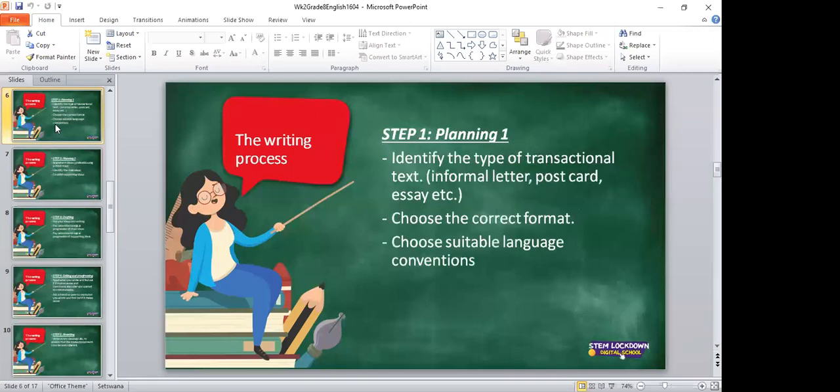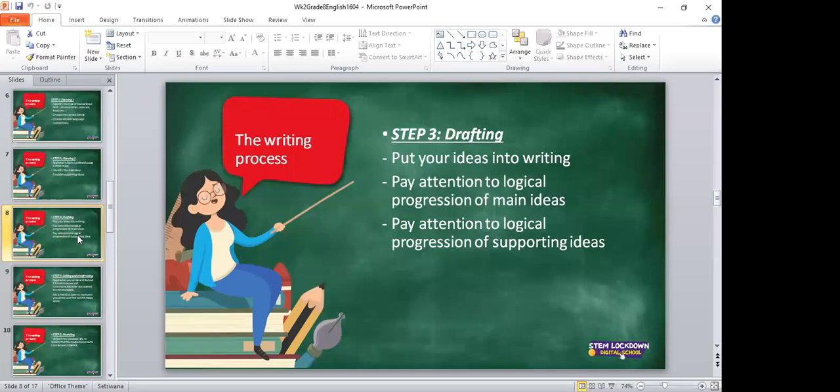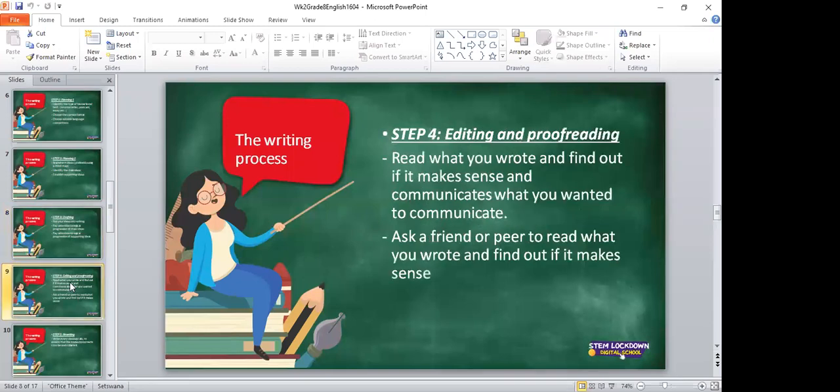Step 1, that's planning. You identify the type of transactional text, you choose the correct format for it, and you choose suitable language. Planning 2, you brainstorm your ideas, you identify the main ideas and the supporting ideas. Remember, it will be great to use a mind map for this one. Step 3, drafting, where you put your ideas into writing and you read if they make sense. Step 4 is editing and proofreading. That's when you read what you wrote and find out if it makes sense, if it's the way you want it. And you also ask a friend or a peer to read it for you and see if they could understand it.